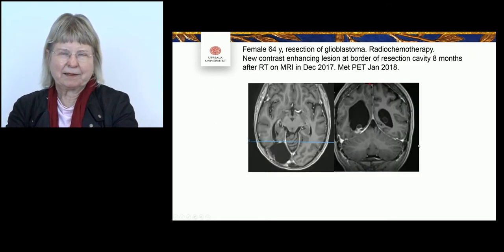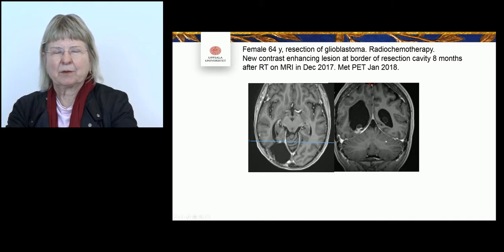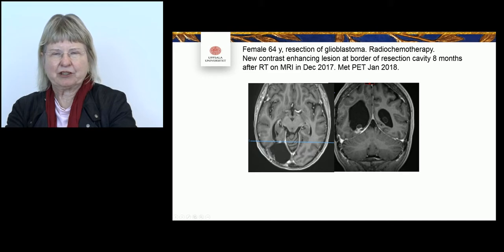Some examples. This is a 64-year-old woman who had a previous surgery for a glioblastoma. You see the resection cavity here in the right occipital lobe, and she was treated with radiation and chemotherapy. Now there was a new, very small contrast-enhancing lesion at the border of the resection cavity 8 months after radiotherapy.